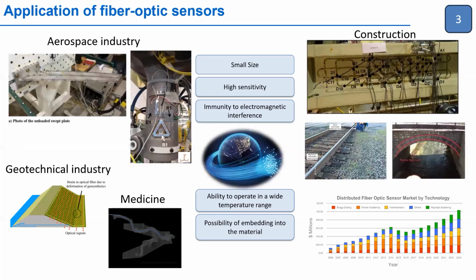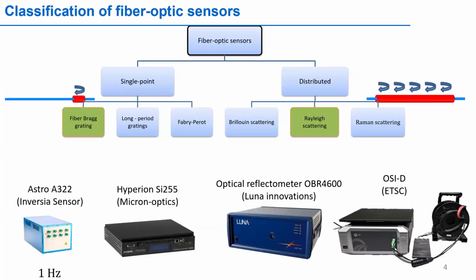So nowadays, fiber optic sensors gain huge popularity due to some of the advantages that they represent, such as the small size, which makes it possible to embed optical fiber inside of different kinds of material, their high sensitivity, immunity to electromagnetic interference, and the ability to operate in a wide temperature range. There can be different kinds of classification of fiber optic sensors, and one of them is to divide them into single point and distributed ones.